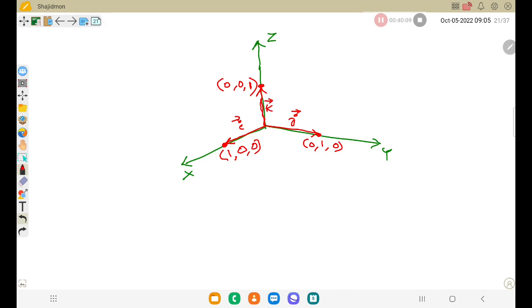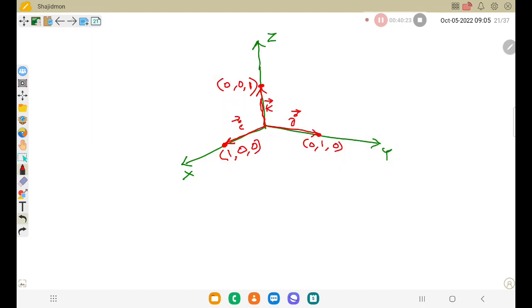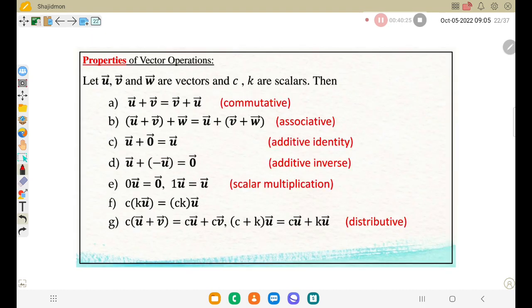So what are the standard unit vectors in the xyz space, three dimensions? Vector i means (1, 0, 0). Vector j means (0, 1, 0). Vector k means (0, 0, 1). This we call the standard unit vectors in space. I hope you understood. Now, there are some properties here.